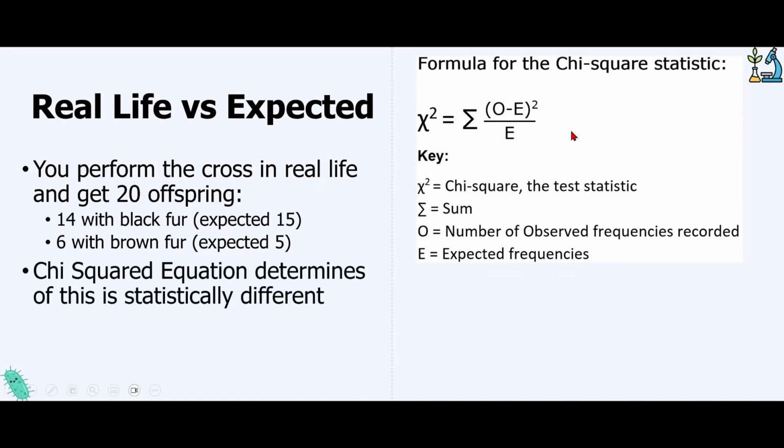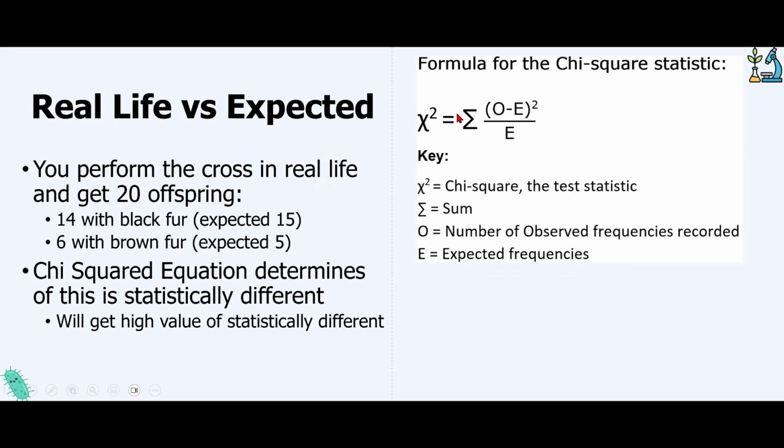So this is the chi-squared equation. It determines whether our real results are statistically different from our expected results. And what will happen is if your real result is very different from your expected, statistically speaking, you will get a very high value for the chi-squared equation. And so let's break down this equation.